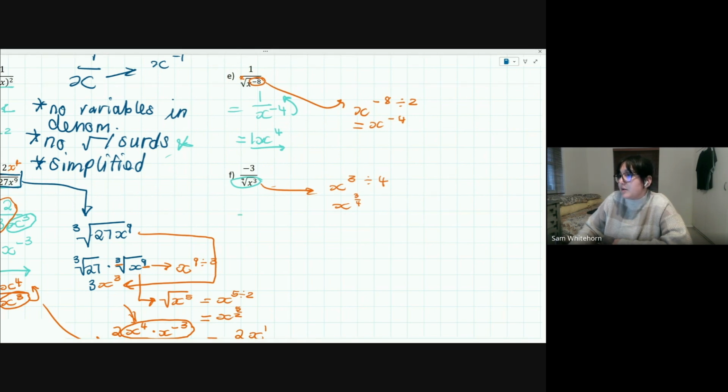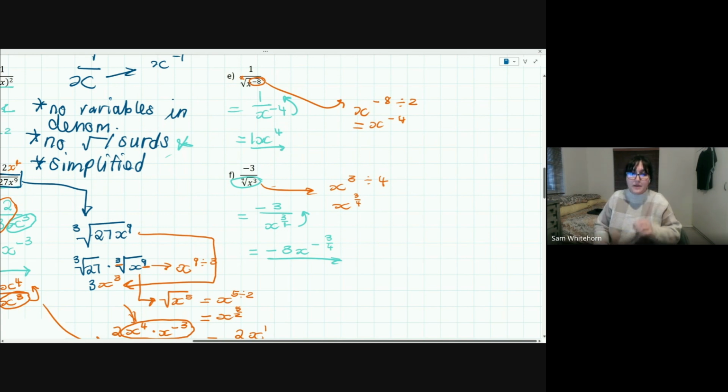So we have got -3 over x to the power 3 over 4. Again, I don't like that in my denominator. I need to move it to the numerator. So sign, number, so the 3, and then x to the power -3 over 4. And I've got it in my format that I want.